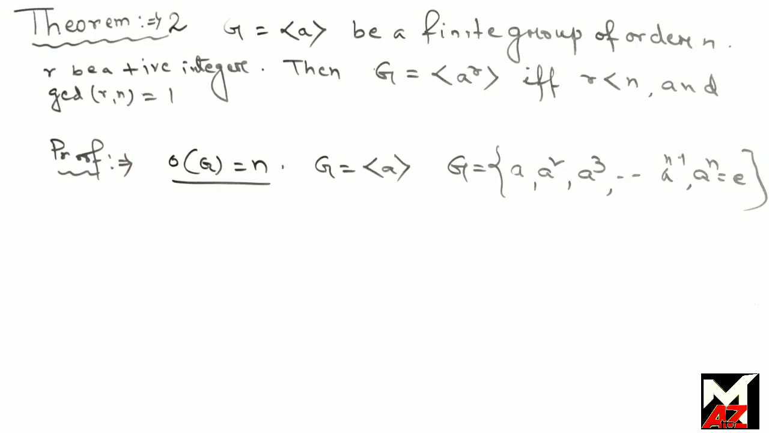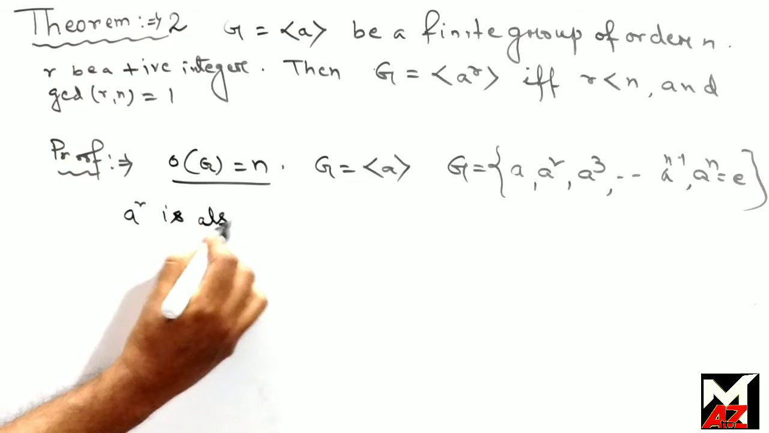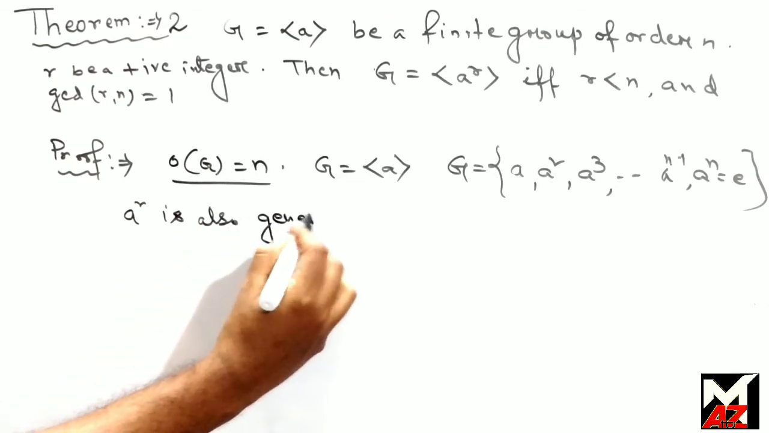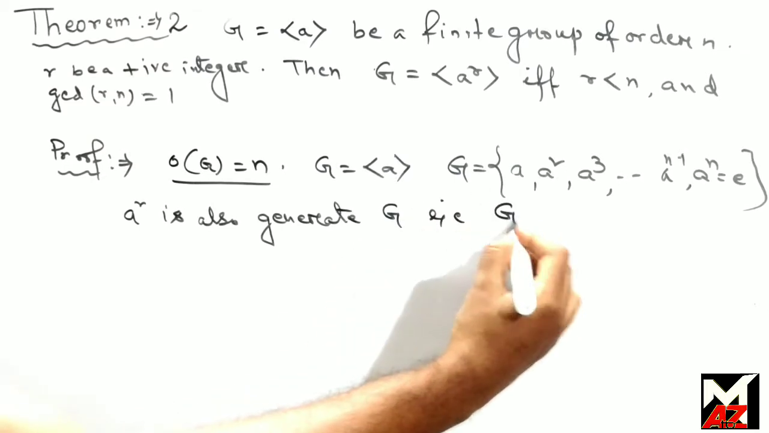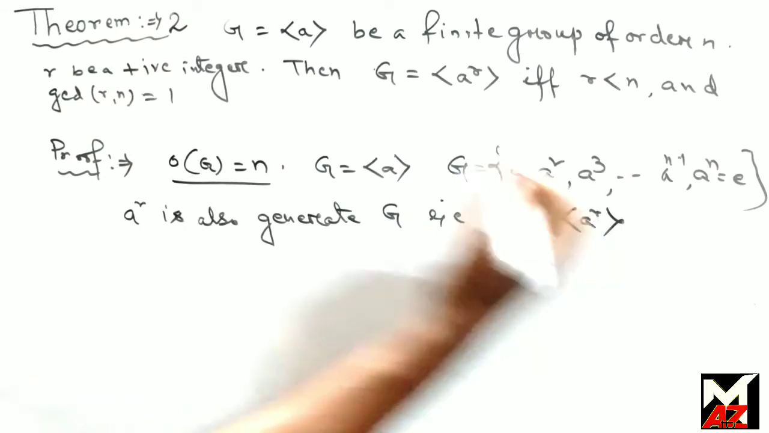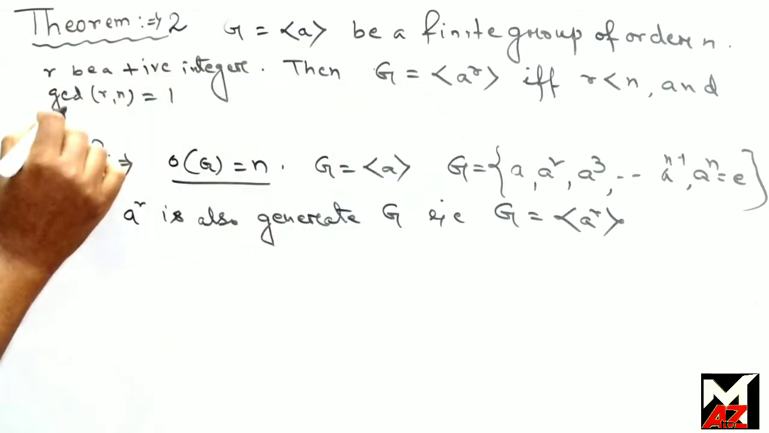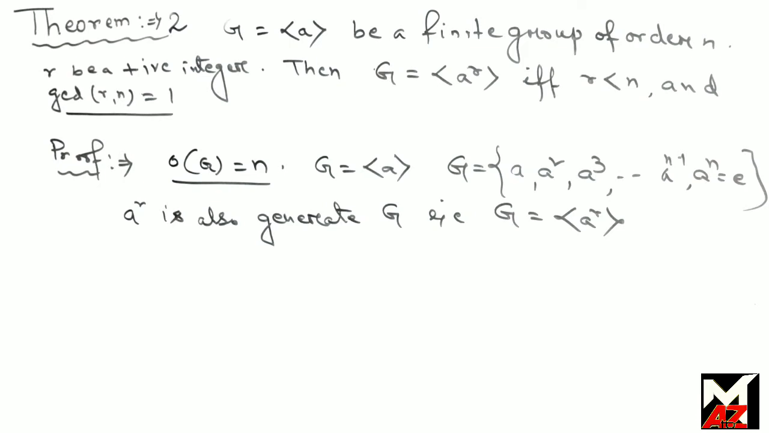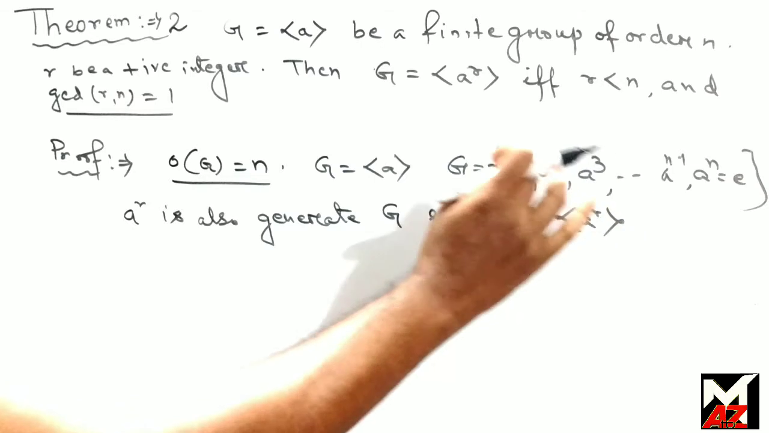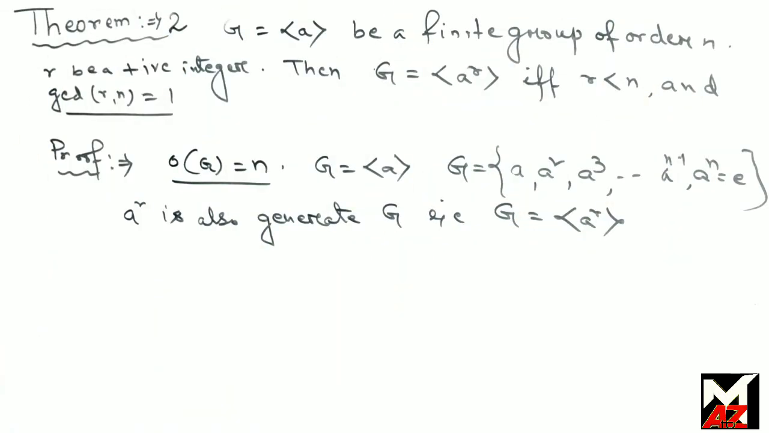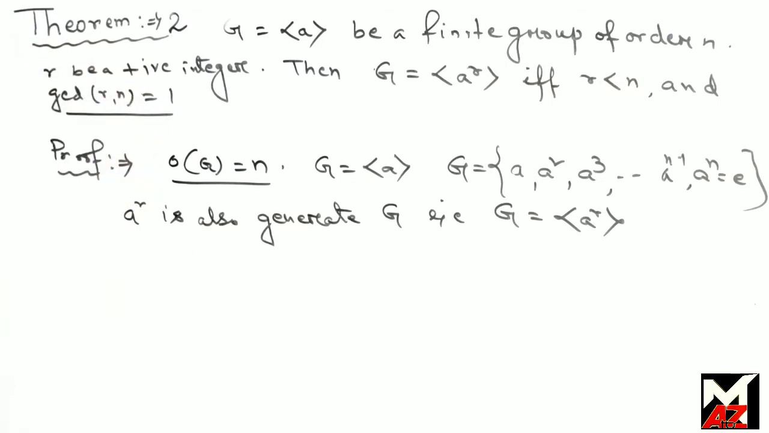Now let a to the power r also generate G. That is, we take here G is generated by a to the power r. And we have to prove this: GCD of r and n is equal to 1. Because we take r is a positive integer and belongs to 1 to n. Because we know that a generator of the group must belong to the group.